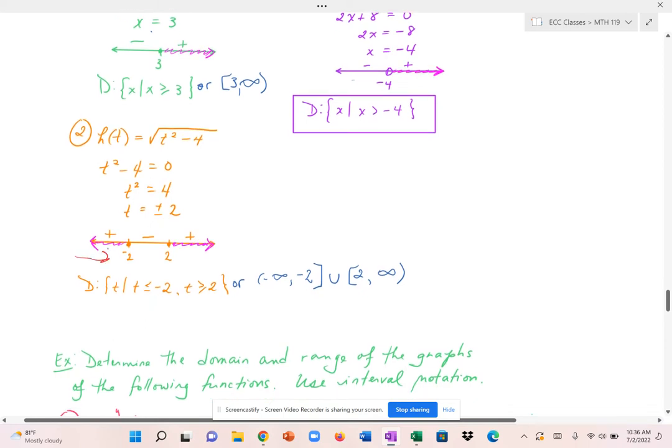And so my domain is in two pieces, from negative infinity to -2 and from 2 to infinity. So again, that's how it would look as an interval with brackets around the -2 and the 2. And with set builder notation, it would be the set of t such that t is less than or equal to -2, or t is greater than or equal to +2.